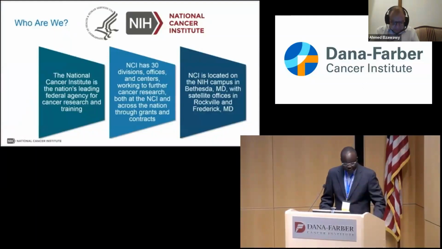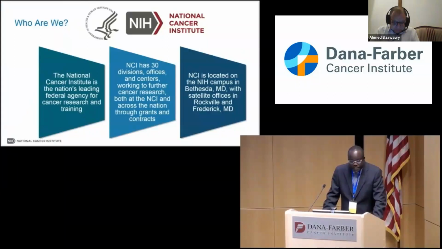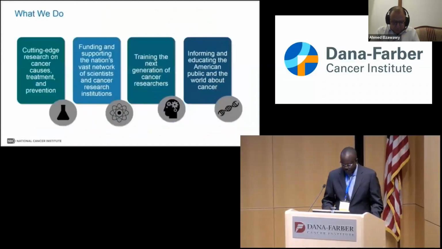So the U.S. National Cancer Institute is the nation's leading federal agency for cancer research and training. We have several divisions and offices at NCI, and we are located in Bethesda, Maryland, where our main campus is. So our primary job is to conduct research. We support and conduct research. A very small portion of that research is done within the NCI campus, but the majority of the research is actually funded outside, funding NCI designated cancer centers, funding researchers in US institutions and institutions abroad to conduct science.